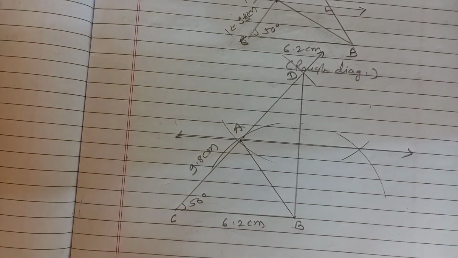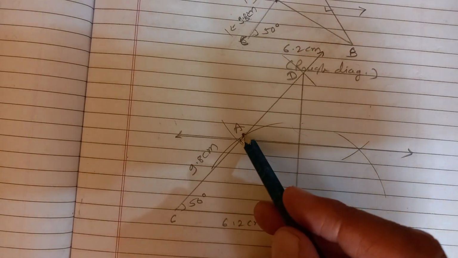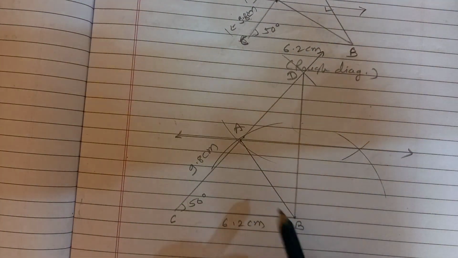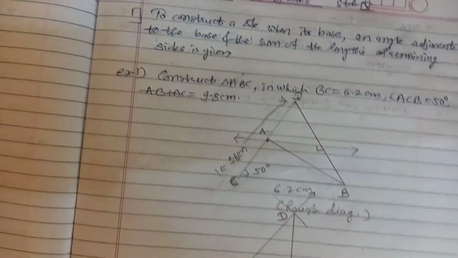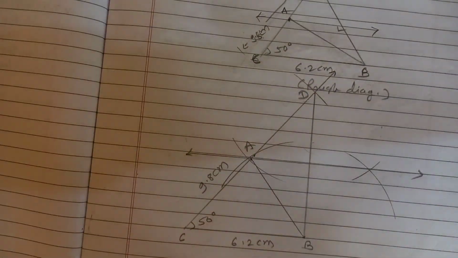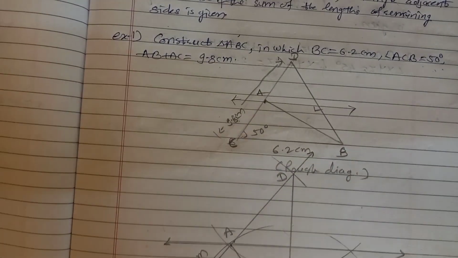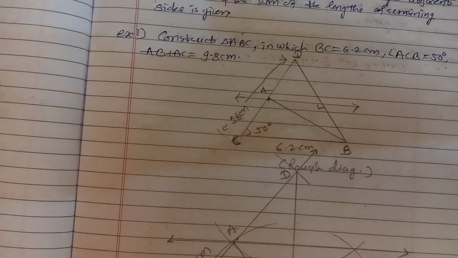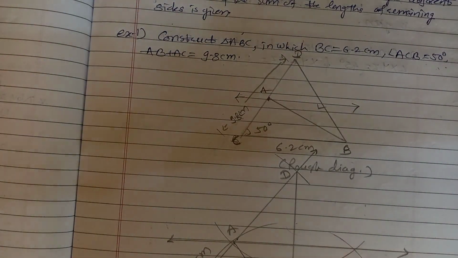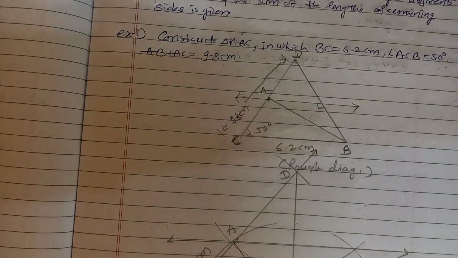Everything you have to write what is given, and just measure this AC and AB and take the addition. That addition should be what? 9.8. Then your construction is correct. Okay, so now we'll see the second construction of this one. Now here addition is given. Okay, so if the subtraction is given, then what?